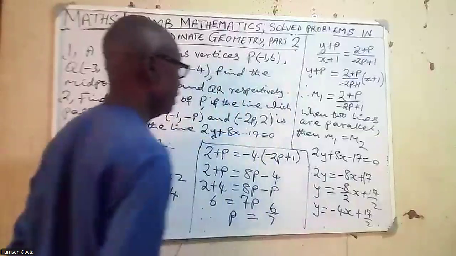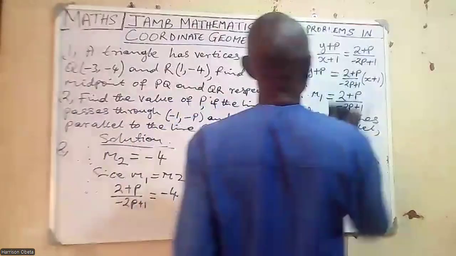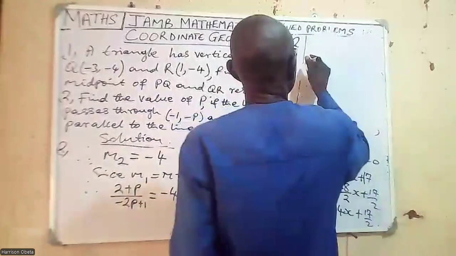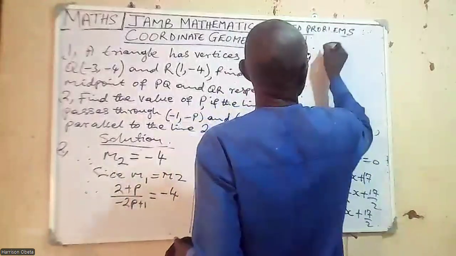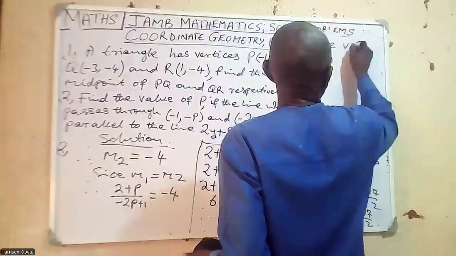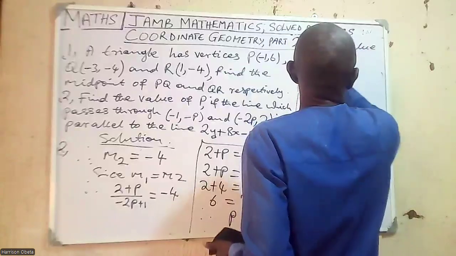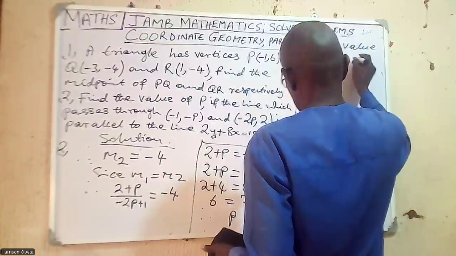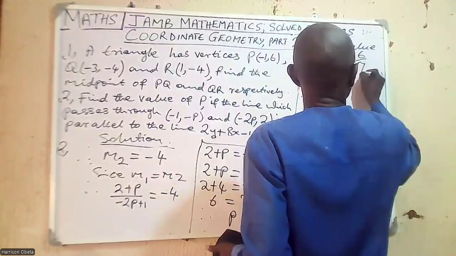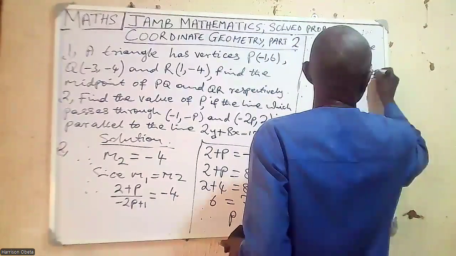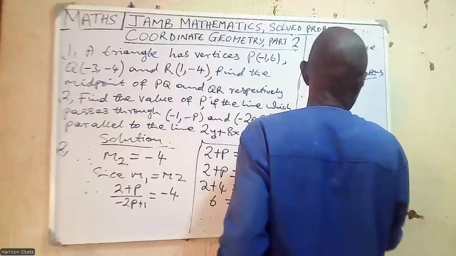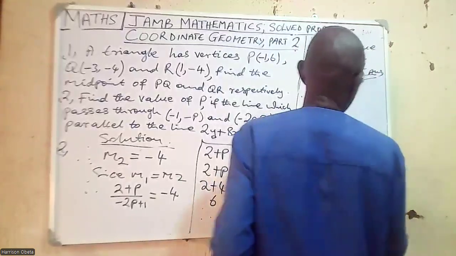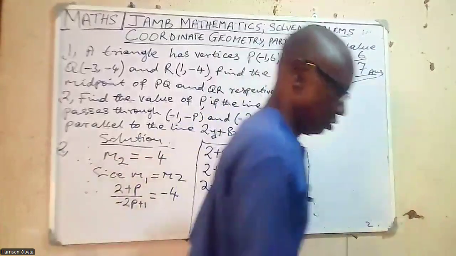Use 7 to divide both sides. Therefore, the value of p is equal to 6 over 7. And that brings us to the end of question number 2, and the end of this section.